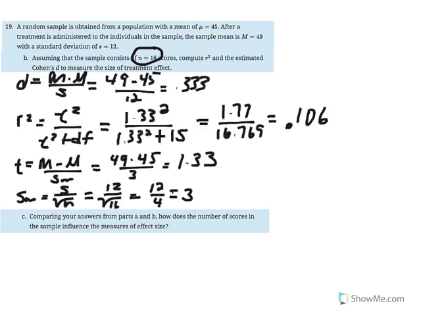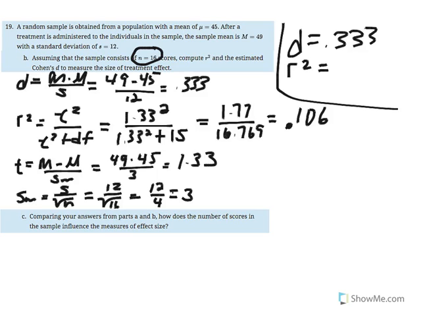And now what we want to do is compare that to what we got in our last example. So in our last example, our D was identical. D was equal to 0.33. Again, no surprise because D is not a function of N. And then our R squared for our last example when N was equal to 9 was equal to 0.111. And see how similar this is here. Identical for D and then very similar for R squared.